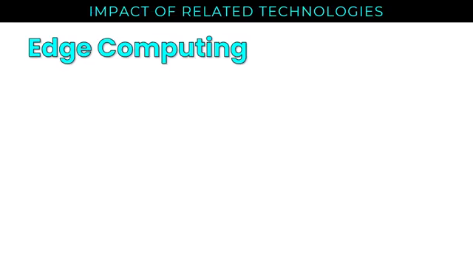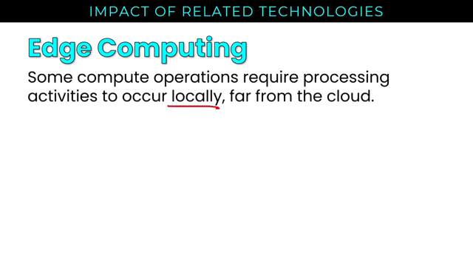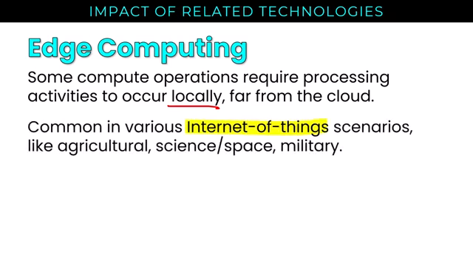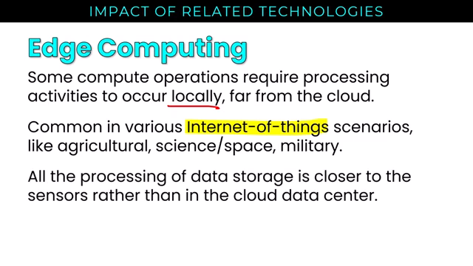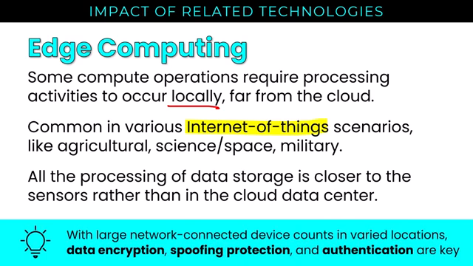Let's talk about edge computing. Some compute operations require processing activities to occur locally, far from the cloud, out in the field. This is common in various Internet of Things scenarios like agricultural, science and space, military, even healthcare. All the processing and data storage is closer to the sensors rather than in the cloud data center itself. With large network-connected device counts in varied locations, data encryption, spoofing protection, and authentication are all going to be important.